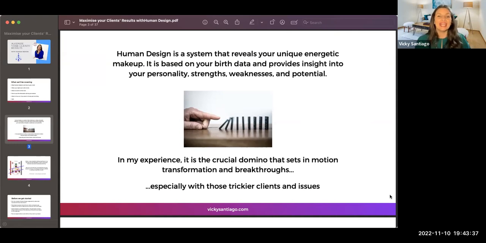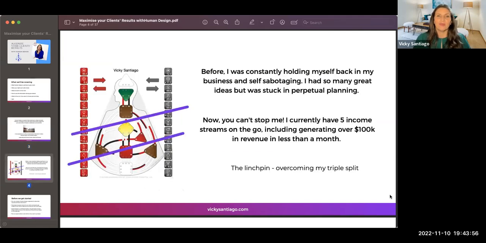All right, so in my experience, human design really has been that crucial domino that has set in motion the transformation and the breakthroughs, especially with those trickier client issues. So I'm going to talk about a particular client as we move through, but I'm going to talk about myself first of all. So my story, for those of you that don't know me, my name's Vicky Santiago, and I'm a clinical hypnotherapist and a business breakthrough coach.